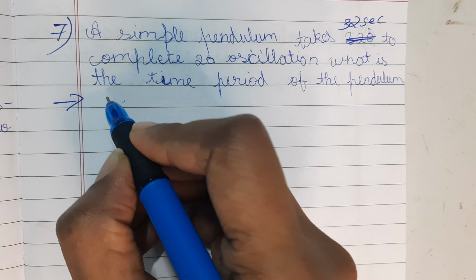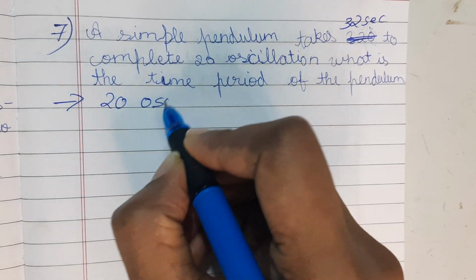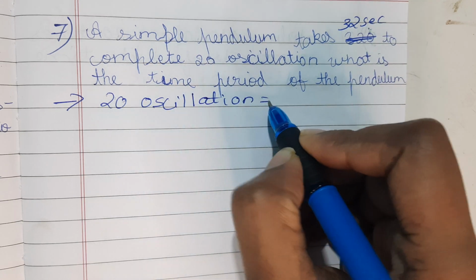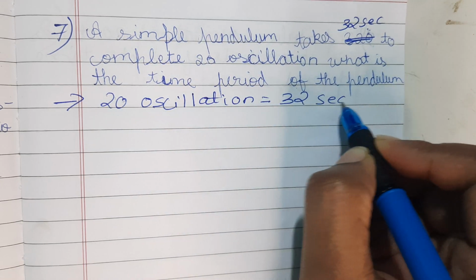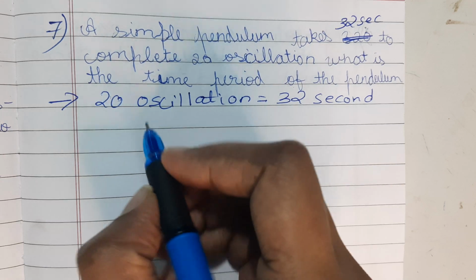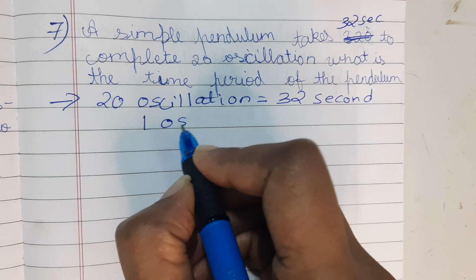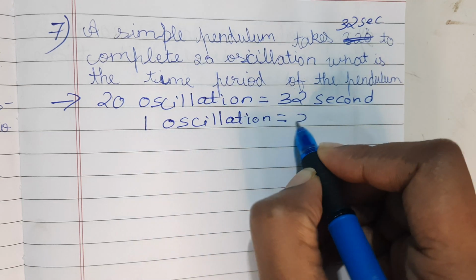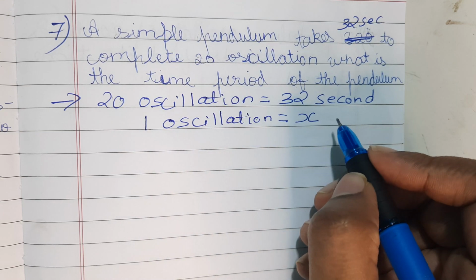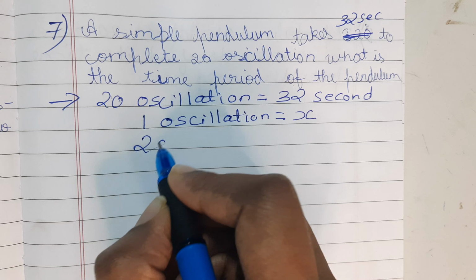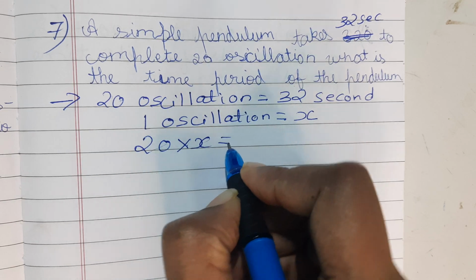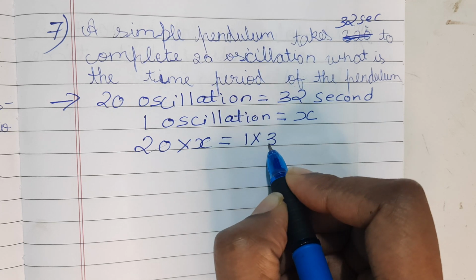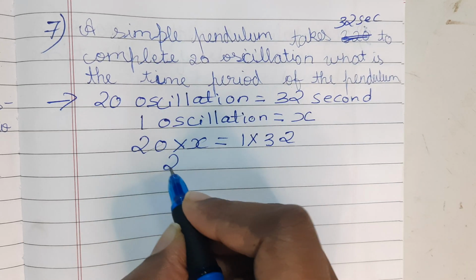So here for 20 oscillations it takes, for 20 oscillations it will take 32 seconds. Okay, so for one oscillation it will be x. Okay, we have to find that out, right? So 20 multiplied by x is equal to 1 multiplied by 32. So here it will be 20x.